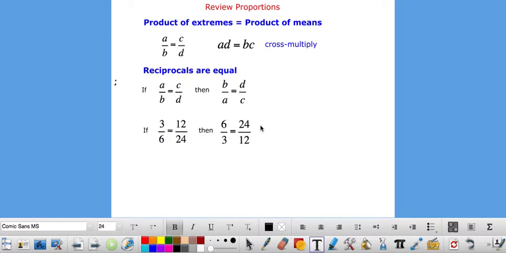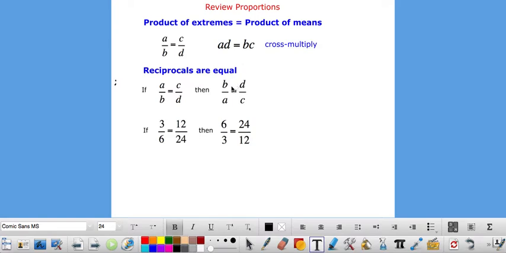So first of all, the most basic proportion property that we know is we can cross multiply. So the product of the extremes is equal to the product of the means. That's a really mathy way of saying that if you have A over B equaling C over D, that means that AD is equal to BC every single time. And that's how we solve proportions. That's something we're familiar with. That's stuff we did back in 6.1.